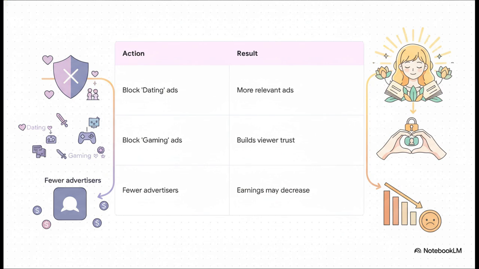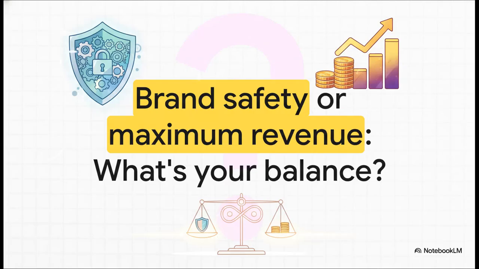That's the strategic choice right there. In action, brand alignment versus revenue. And that really brings us to the final and most important question, one that only you can answer for your channel. This whole thing isn't just an on or off switch. It is a balancing act. So, what's your balance? Are you going all in on brand safety and viewer trust, or are you trying to maximize every dollar of revenue? The right strategy is simply the one that feels right for you and for your community.